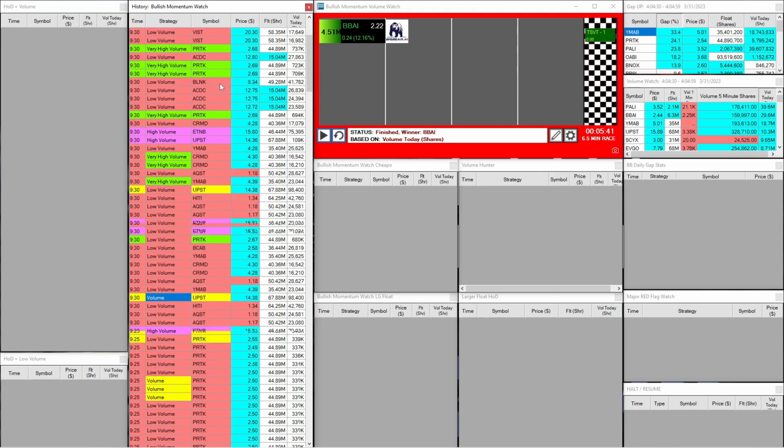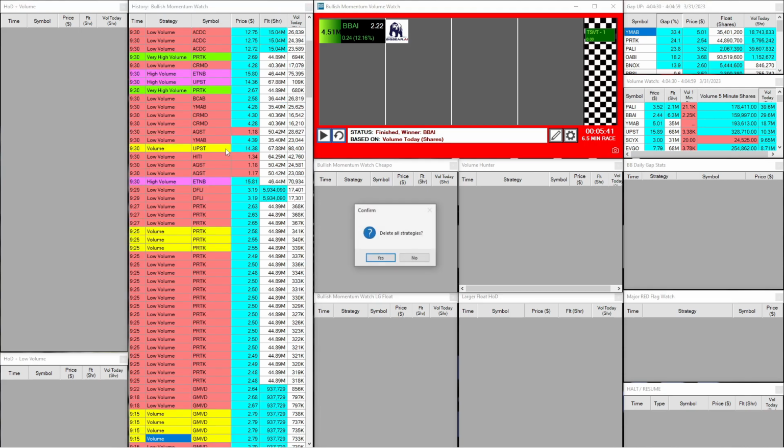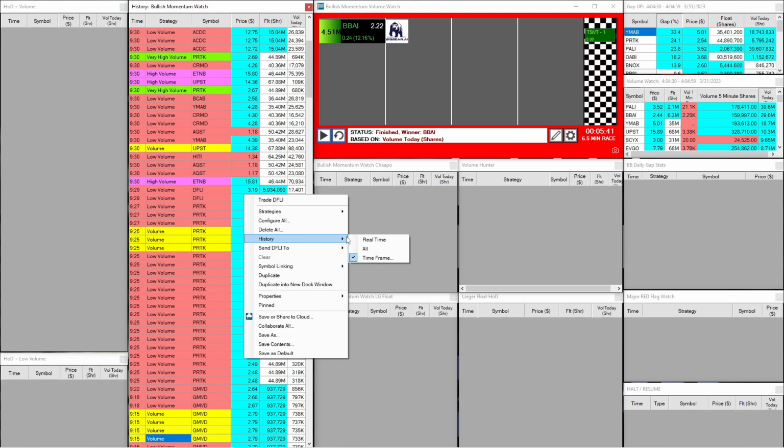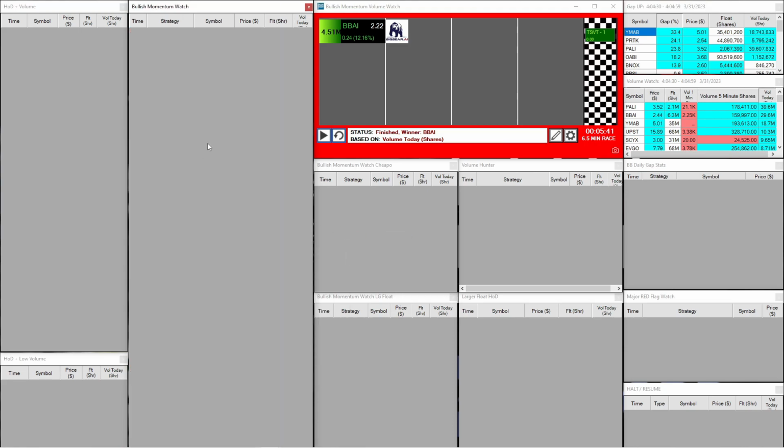Why this keeps going down on me and doing this, I have no clue. Let me fix this. I'm not sure why it's doing that. So Trade Ideas is being very wonky today, guys. So that is our pre-market layout right here.